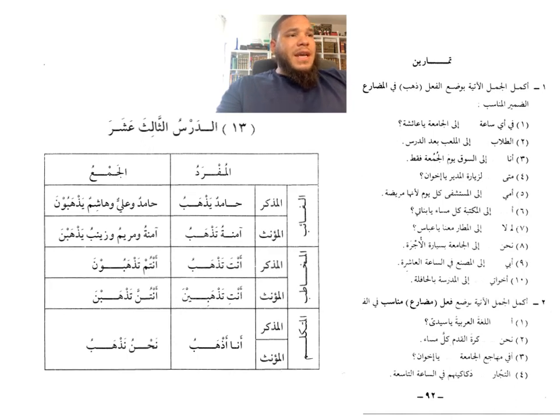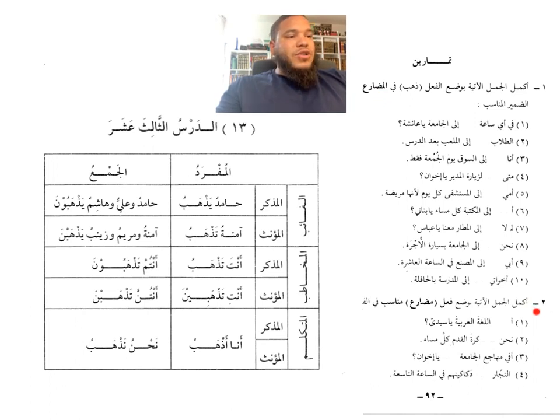Okay, then in here it says أكمل الجملة الآتية بوضع الفعل ذهب في المضارع. So it wants you to complete all of these sentences using this one verb, ذهب, in the present tense form. Okay, so you're going to look at the sentence, who's speaking or who's being spoken to, and you're going to conjugate this verb correctly in the present tense, في المضارع.